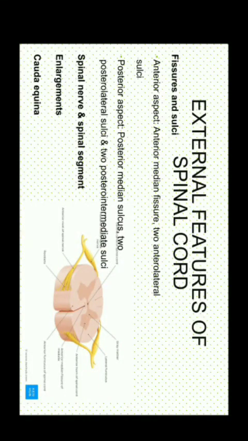Okay. Let us go on to the external features of the spinal cord. There are fissures and sulci.